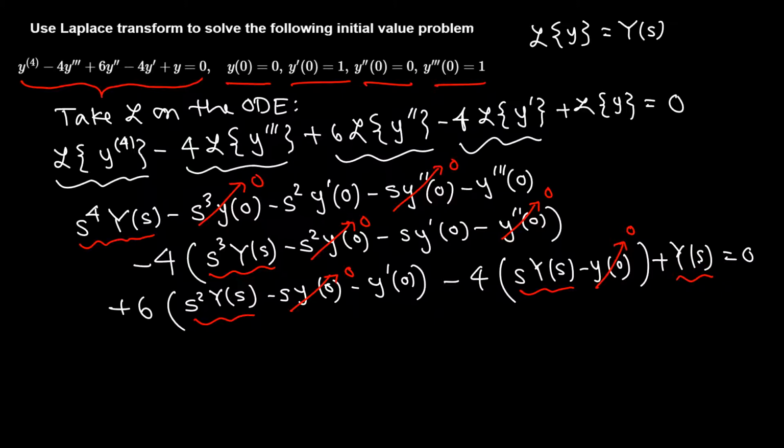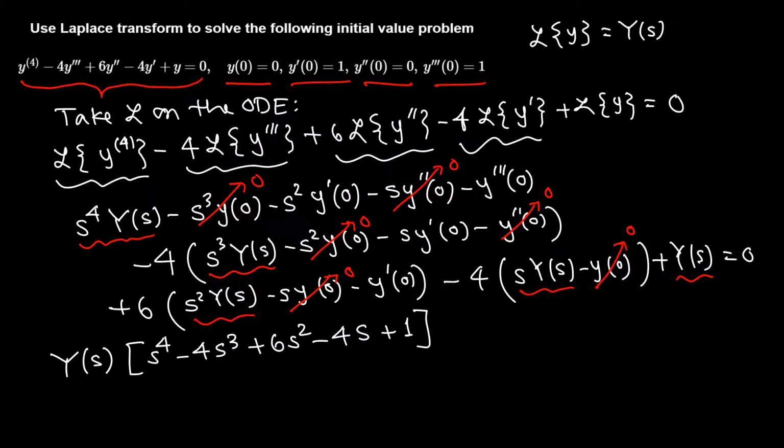Let's factor out Laplace of y, which is uppercase Y. That leaves here s to the fourth, here negative 4s cubed, here plus 6s squared, here negative 4s, and finally plus 1, because Y is out. And this is gone, so negative, this is 1. So this is 1, and this is 1, this is 1.